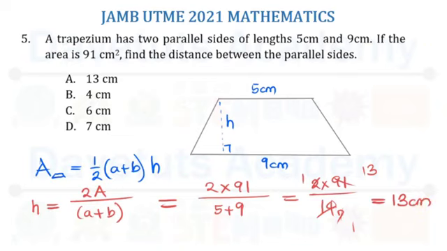So this is 13 centimeters. And what is helping us to actually solve this question holistically is our understanding of the fact that the area of a trapezium is half multiplied by the sum of the parallel sides multiplied by the distance between them, and that is done and dusted.